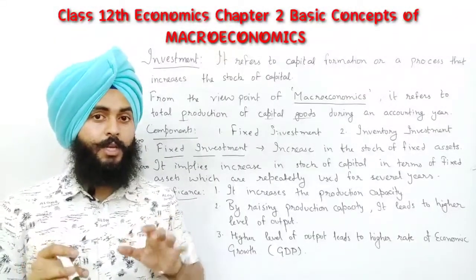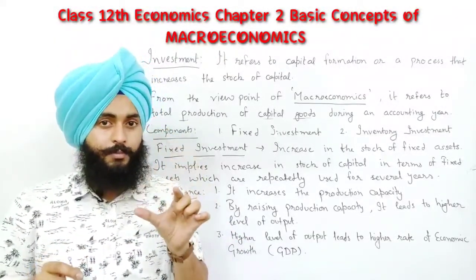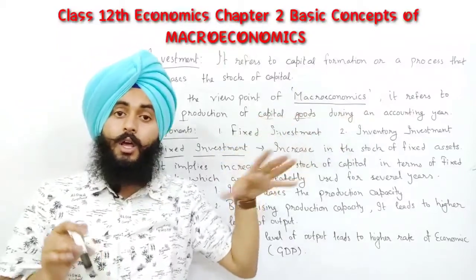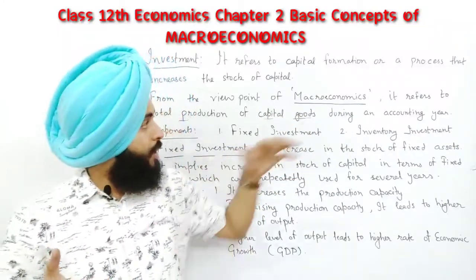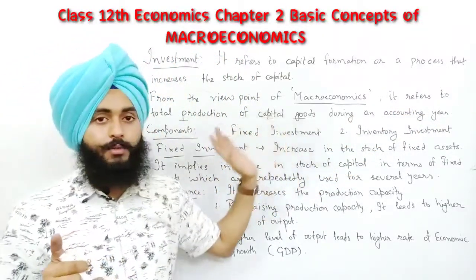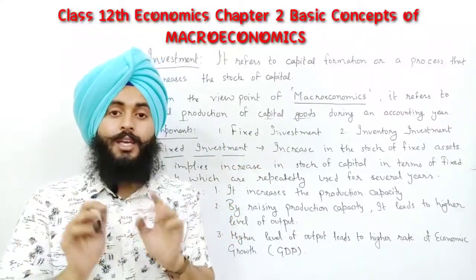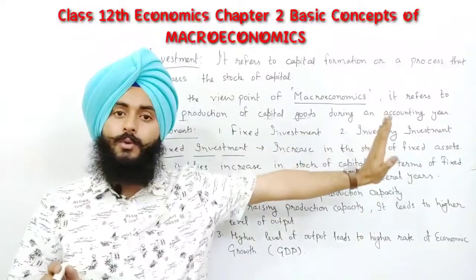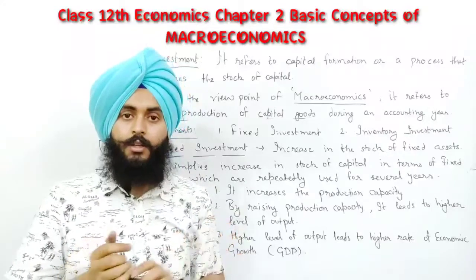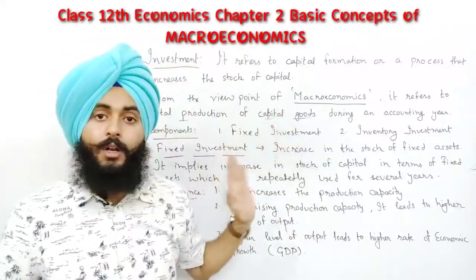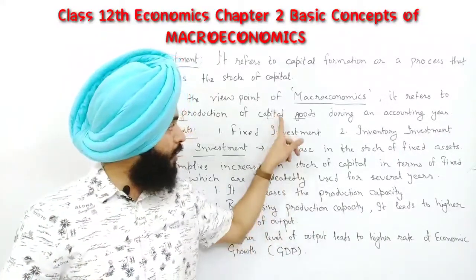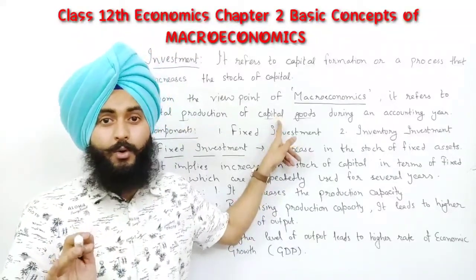Now when we use this term in macroeconomics, the things are a little bit changed. Listen to me carefully. From the viewpoint of macroeconomics, when we talk about the economy as a whole, investment refers to the total production of capital goods. Kitni production hui capital goods ki during an accounting year, ek saal mein how much production has been done. Simply we are talking about capital goods. As I have told you, capital goods and consumption goods. Here we are seriously talking about capital goods only.